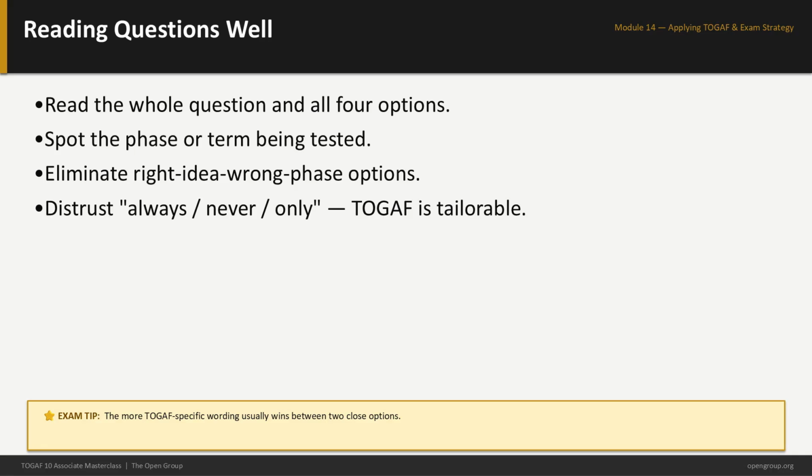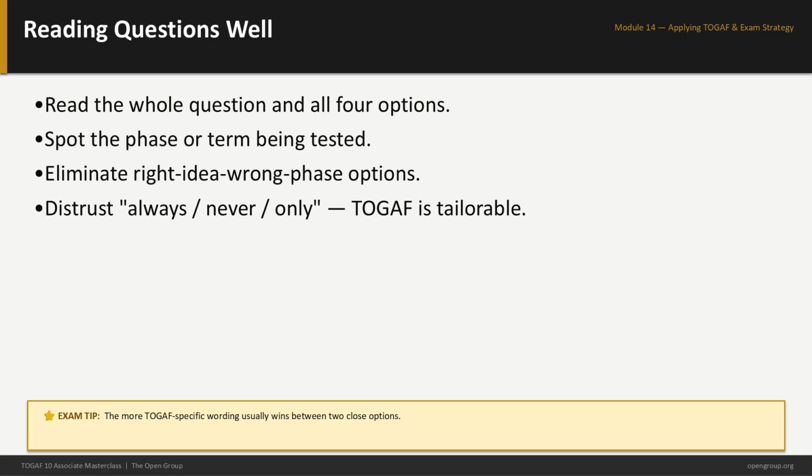Reading the question well is a skill worth a few marks on its own. Always read the whole question and all 4 options before choosing, don't pounce on the first plausible answer. Identify which phase or which term the question is really testing, that's usually the key. Eliminate options that describe the right idea but attach it to the wrong phase, a very common distractor pattern.